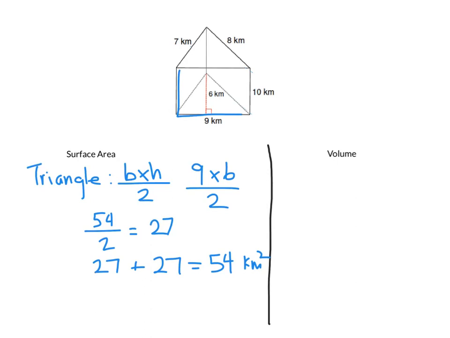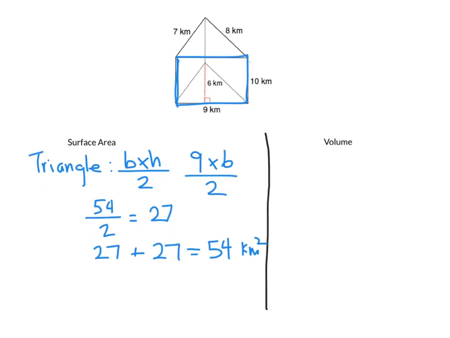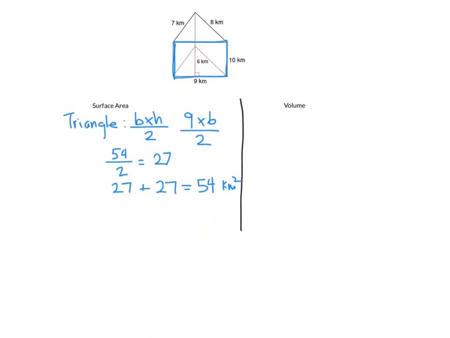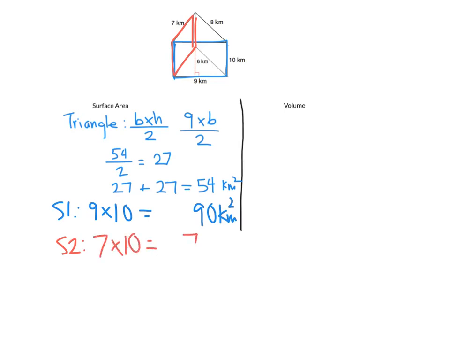So we'll start with this space that's right in front of us. It is a 9 by 10, so side 1 is a 9 by 10, which would have an area of 90. Okay, side 2 is this one, and that would be a 7 by 10, so 70. And side 3. Side 3 is an 8 by 10.